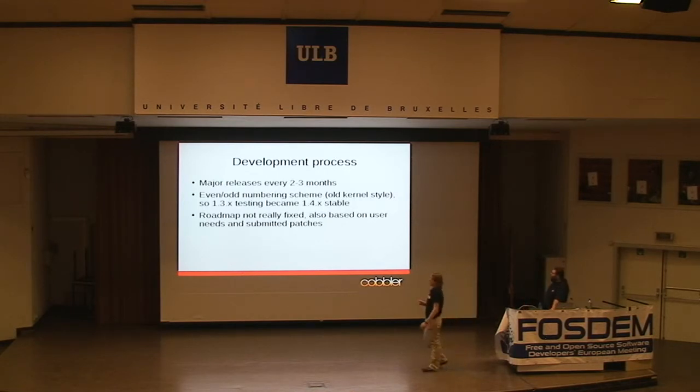Okay, a little bit about our development process. We aim to release a major Cobbler release that's a feature release essentially, about every 2 to 3 months. We're using an old kernel development scheme, so 1.3 became 1.4 stable. We're working on 1.5 now, which will become 1.6 in hopefully, say, a month, maybe 2 months.